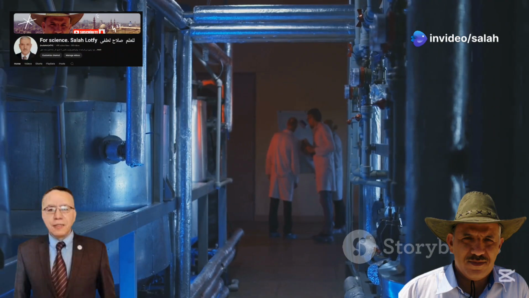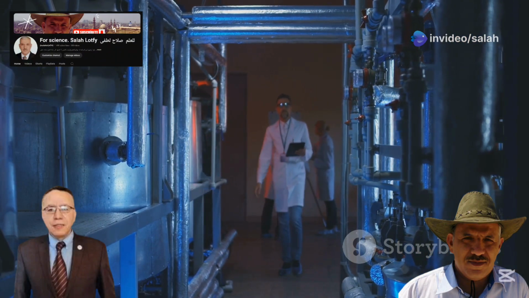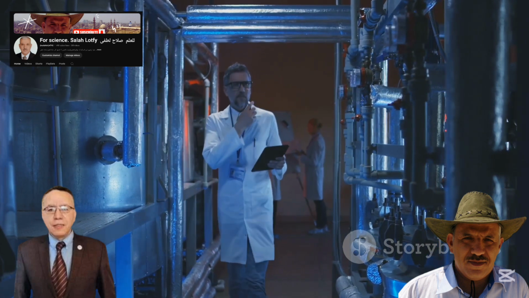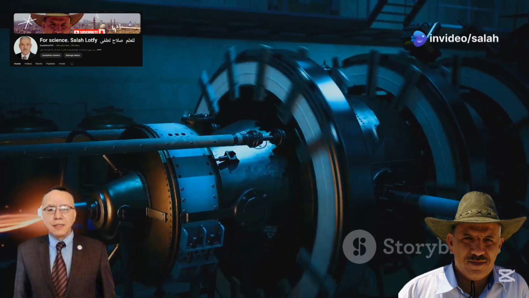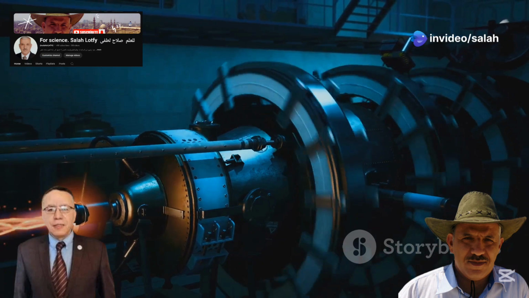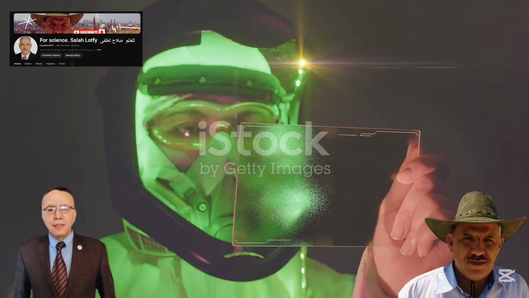Langmuir probes have found widespread applications in various plasma research areas. They are commonly employed in low-temperature plasma processing, where they help optimize conditions for etching, deposition, and surface modification. Additionally, Langmuir probes play a crucial role in fusion research, providing real-time measurements of plasma parameters within experimental reactors.